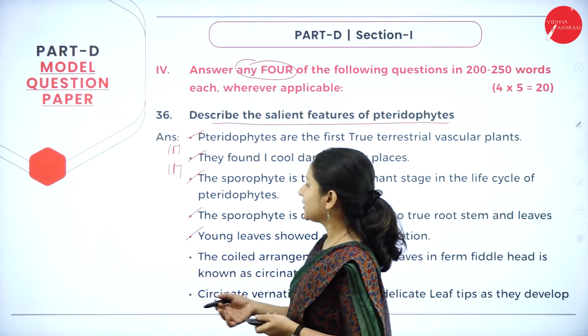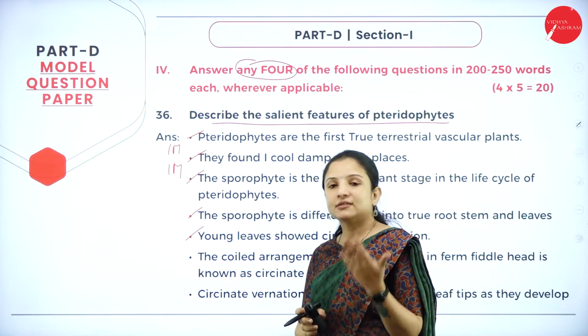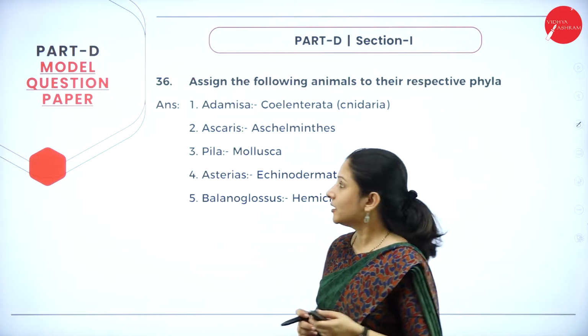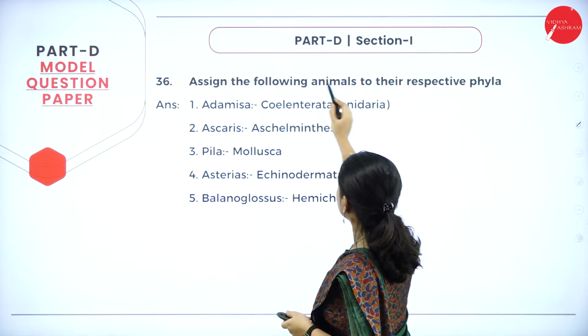So if you write 5, it will give you 5 marks. Any 5 points, 5 to 6 points; on the safer side, write 6 points. So 5 to 6 points will give you 5 marks. Next question: assign the following animals to their respective phyla.